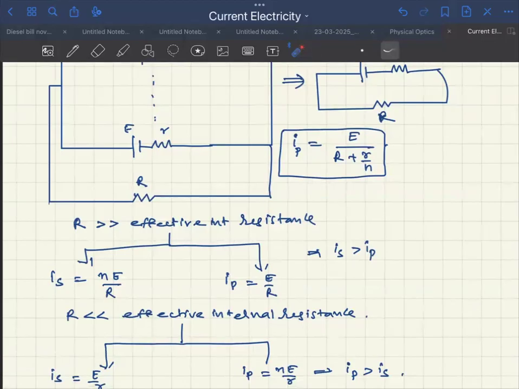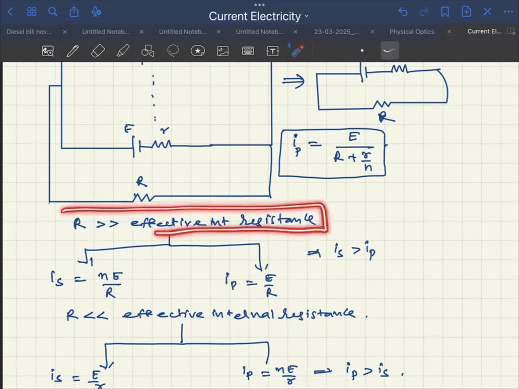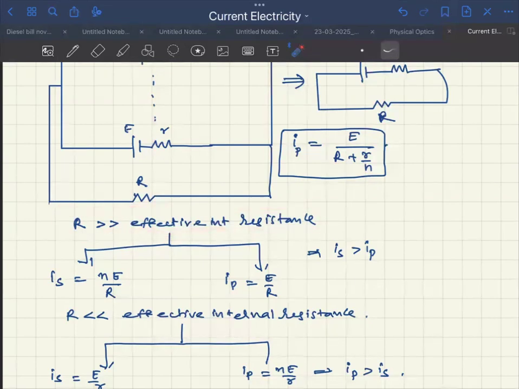Series combination gives more current, or parallel combination gives more current? In which case are you getting more current? In series combination you are getting more current. So if you face a situation like this, and you prefer more current, go for series.